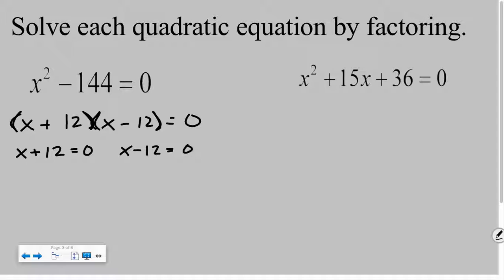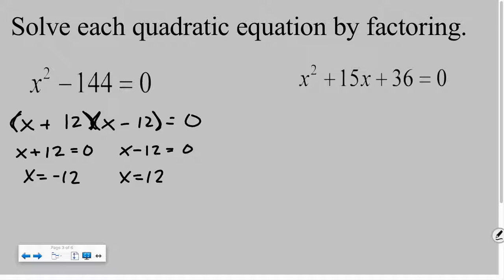So if x plus 12 equals 0, and I want to get x by itself, how do I move 12 over? Subtract. If x minus 12 equals 0, how do I move 12 over? Add. You will have 2 solutions all day, every day. Your exponent is a 2. That tells you how many solutions you should have.